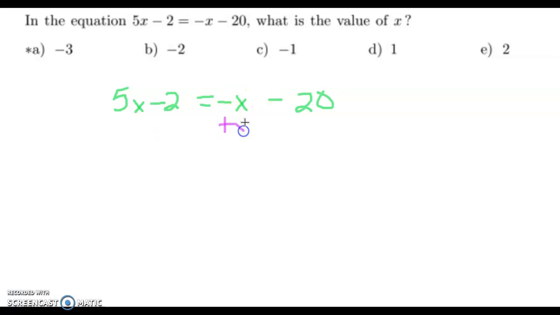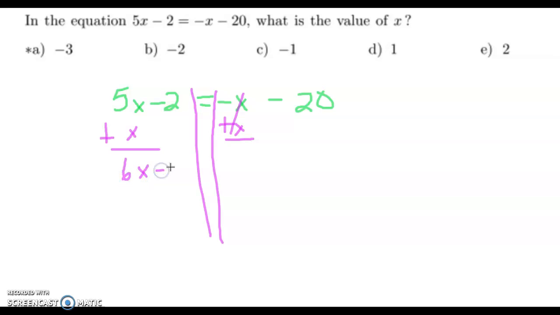So I'm going to go ahead and add x to both sides. If you need to build your ladder, you're more than welcome to start with that. Anything I do to one side, I do to the other. Please notice I'm putting x's underneath x's. 5x plus x is 6x. Bring down my minus 2. And then bring down my equals negative 20 on the other side.